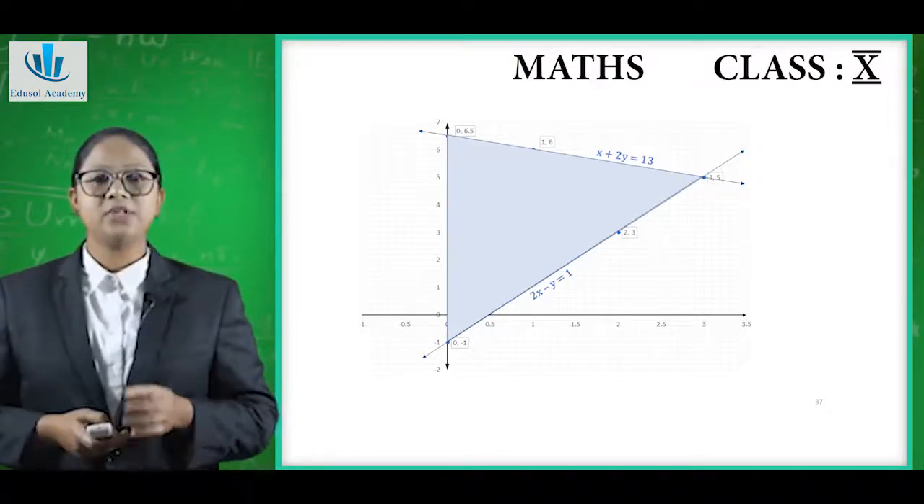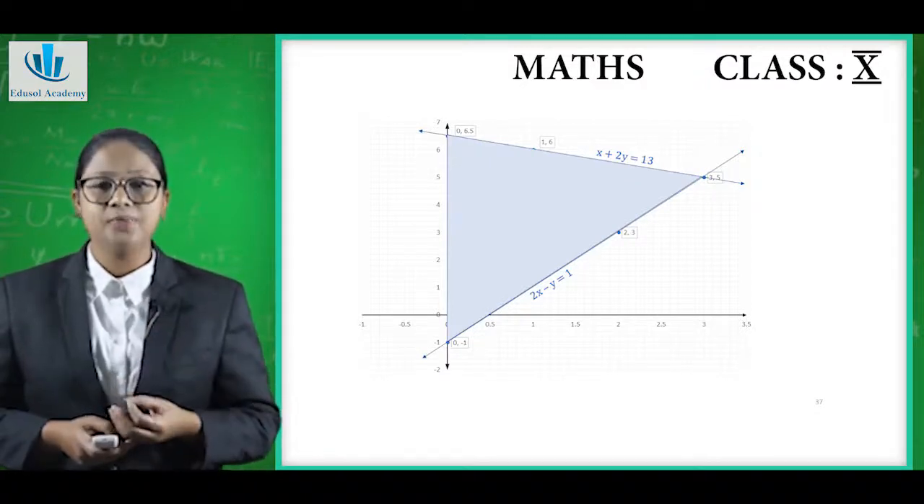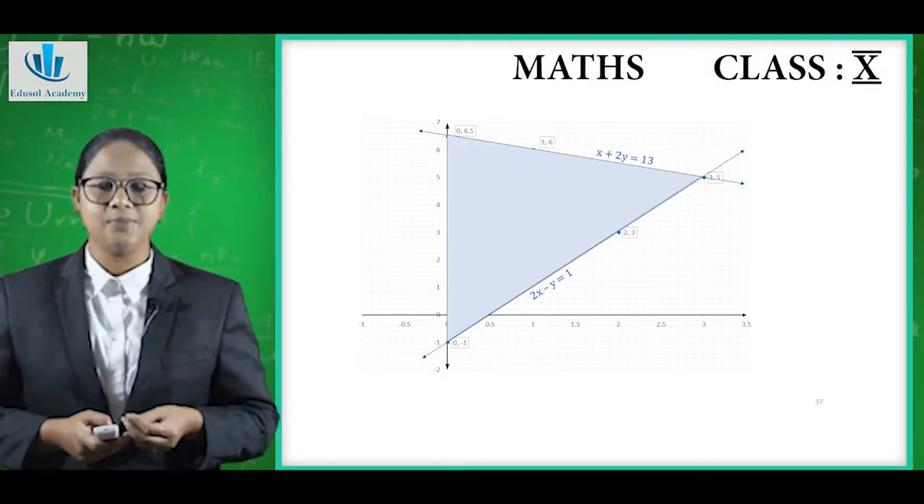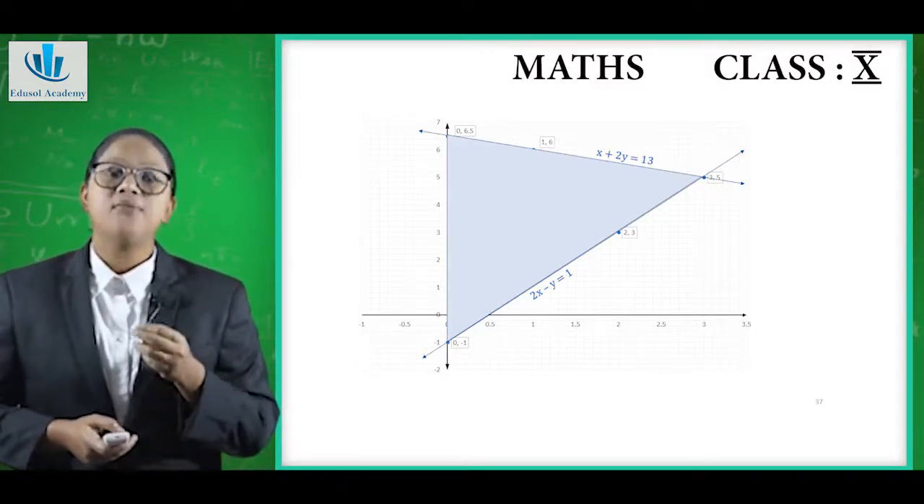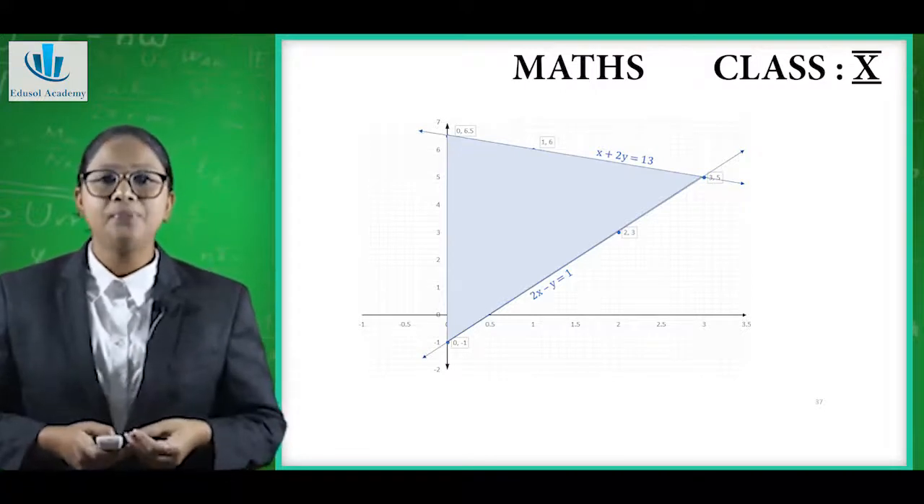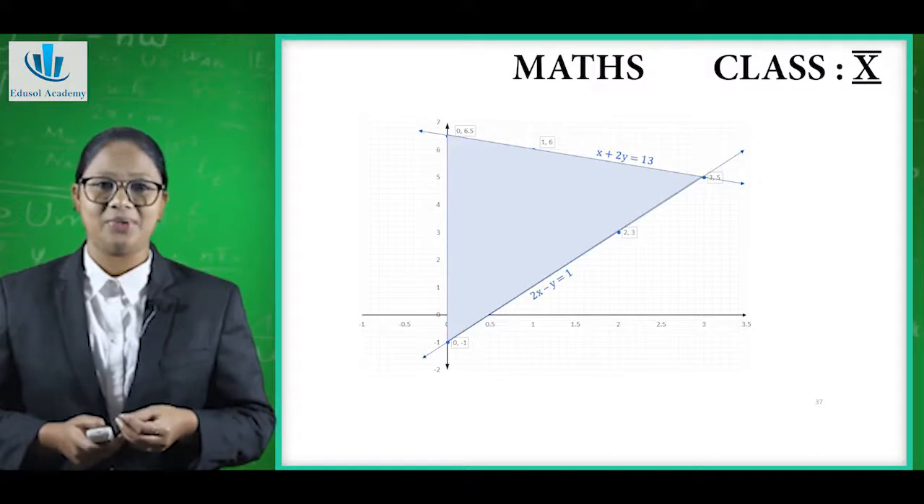The solution for this system of equations can be found by mere observation. You can observe the intersecting points or the points of intersection of the two lines. That is 3, 5. So x is equal to 3, y is equal to 5 is a solution for this system of equations.